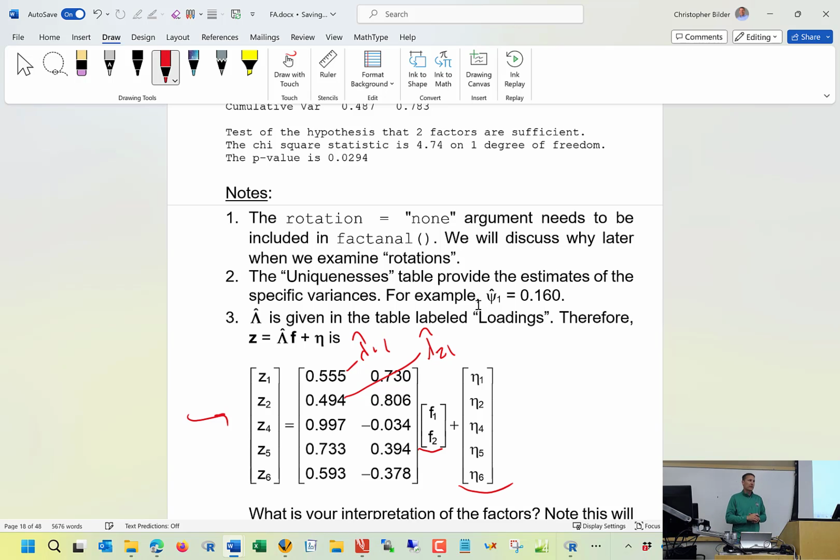Here's my eta vector. If you wanted to instead, you would just simply write this out as z1 is equal to 0.555 times f1 plus 0.73 times f2 plus eta 1. Z2 is equal to 0.494 times f1 plus 0.806 times f2 plus eta 2. You could write it out like that too. So we call it estimated, this is the estimated model, and we have to just write it on the board.